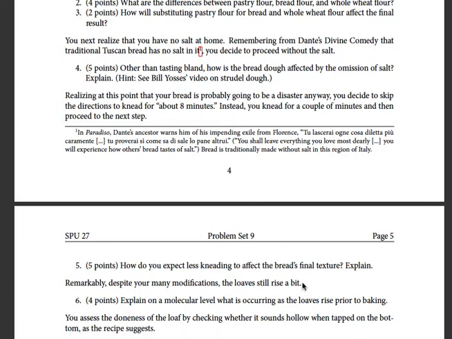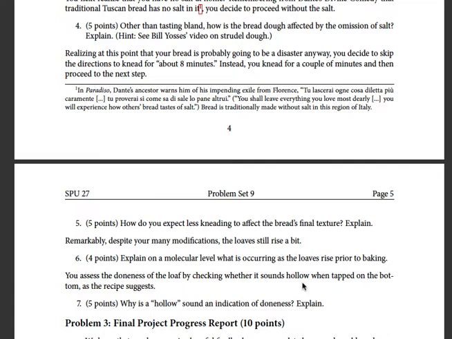And finally, we ask you just to think a little bit and to describe a little bit more on a molecular level what's happening when the loaves rise before there's baking. That is, why do the loaves rise a little bit before you even bake them? And then finally, we ask why bread, when you bang on it, sounds a little bit hollow.